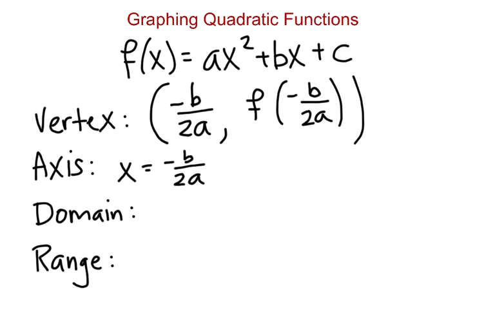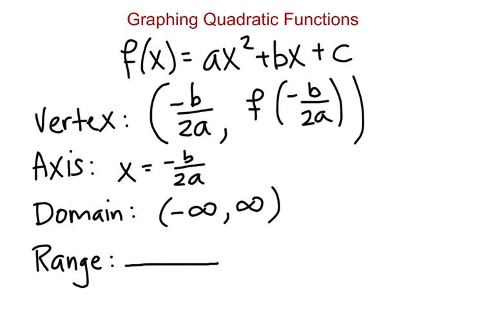So in this case, negative b over 2a defines the x value of the vertex. Domain is still, of course, negative infinity to infinity. Range depends on whether it's facing up or facing down, and then also what the y value of the vertex is. So I'll just go ahead and leave that blank for now, because it's dependent upon a few factors.